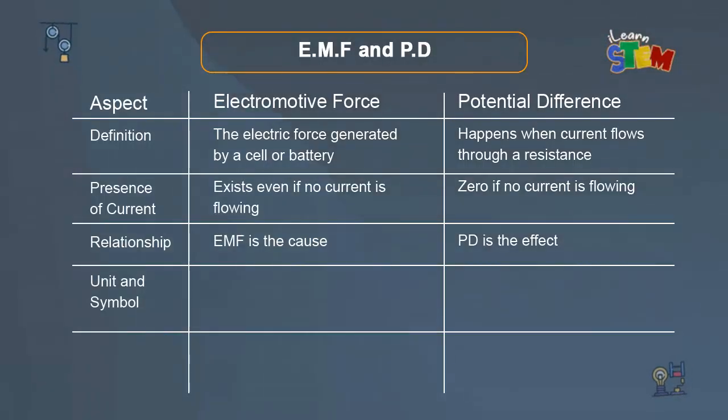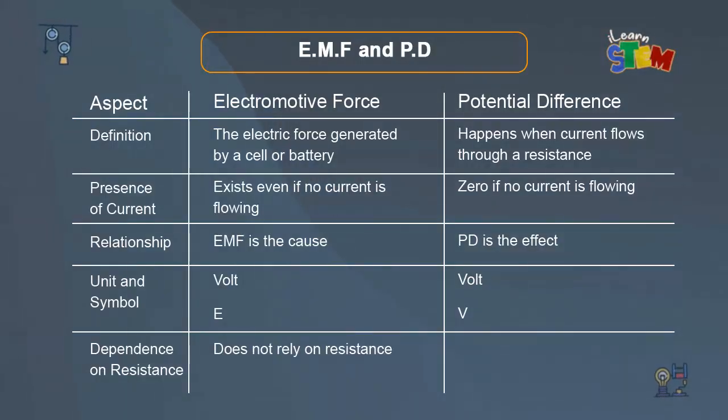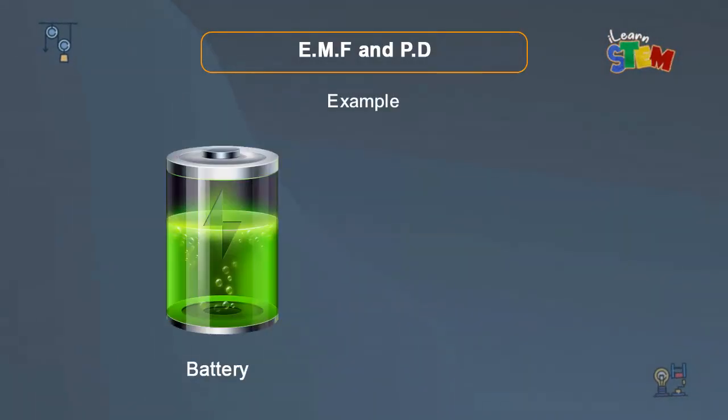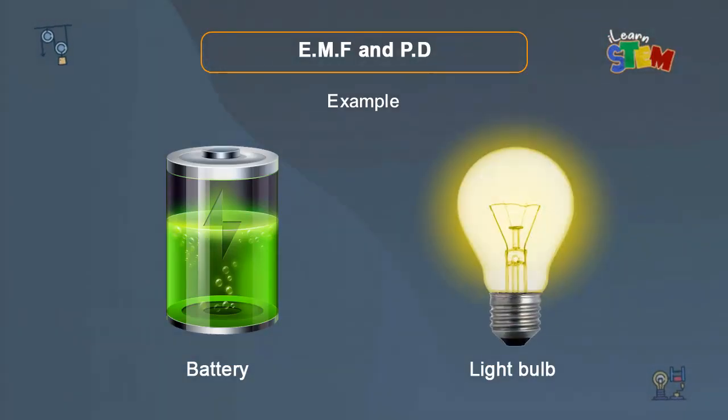Unit and symbol: both EMF and PD are measured in volts. EMF is usually denoted by E, and PD by V. Dependence on resistance: EMF does not directly depend on resistance, while PD depends on external resistance. Understanding these differences will help you analyze and solve electric circuit problems more confidently. Example: a battery or cell is a source of EMF. A light bulb glowing due to a voltage drop is an example of PD.